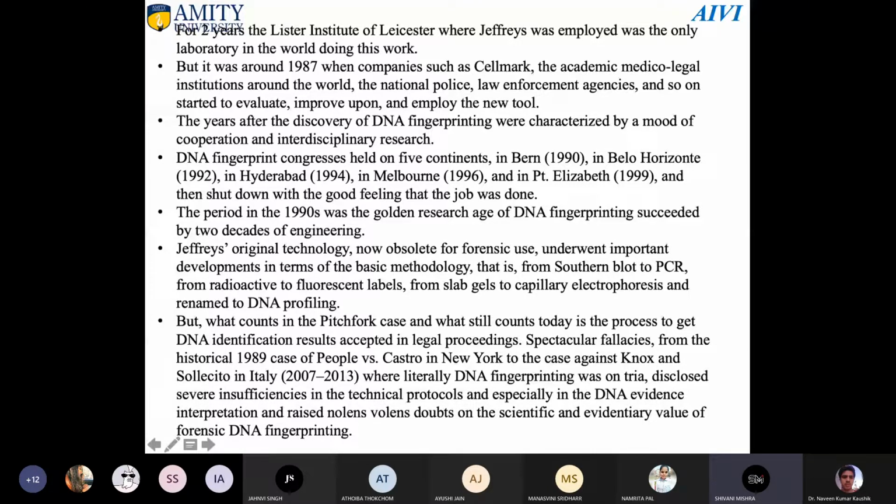So the period in 1990 was the golden research age of DNA fingerprinting, succeeded by two decades of engineering. So this is the time when the researchers were on. And just a moment.